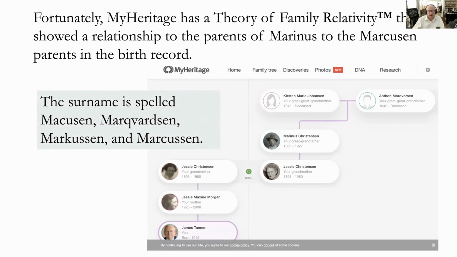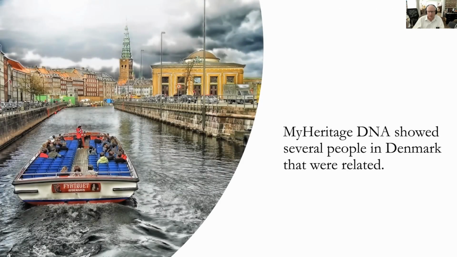By the way, the Marcuson surname is spelled at least 4 different ways. That's because none of these people were what you might call very literate, and they didn't spell their names the same way all the time. So you see all the different names that we had to deal with.